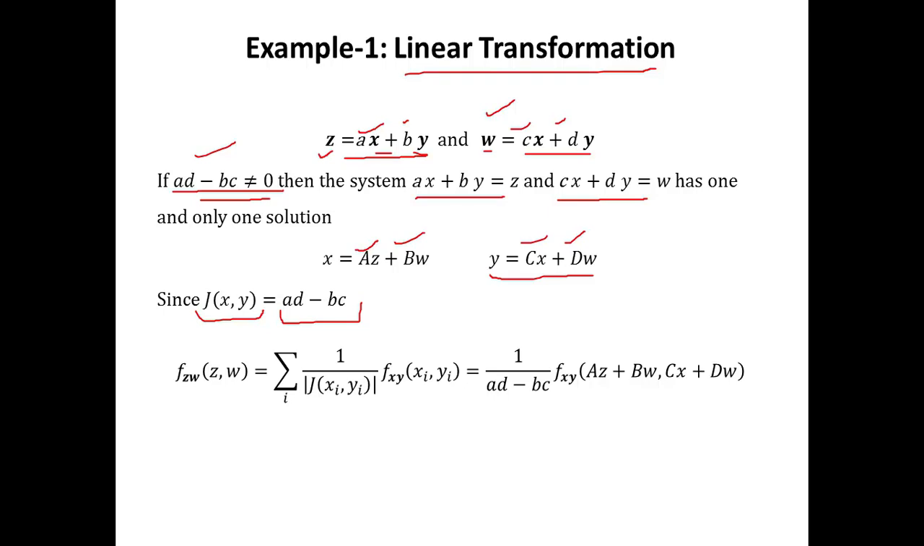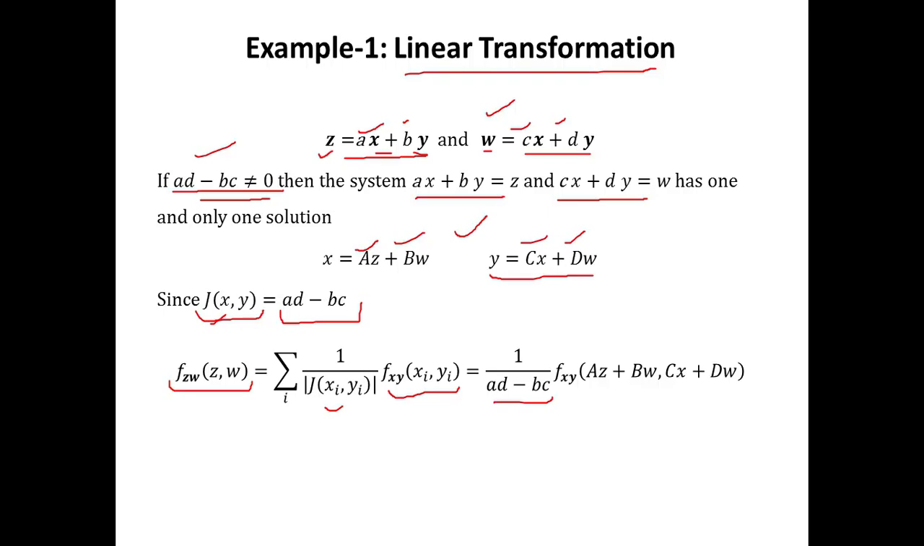So the joint PDF of zw will be equal to the summation. Since we have got JXY and not JZW, we will consider this expression: the summation over i of 1 by the magnitude of Jacobian JXY multiplied by the PDF of xy, and simply substituting the value of JXY as AD minus BC, we get this quantity. And since only one solution exists, the summation will cease because the value of i is only 1.